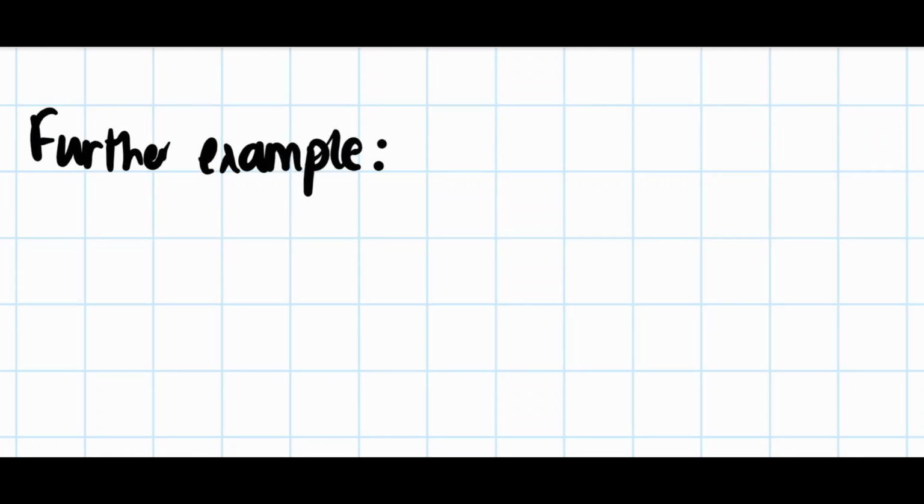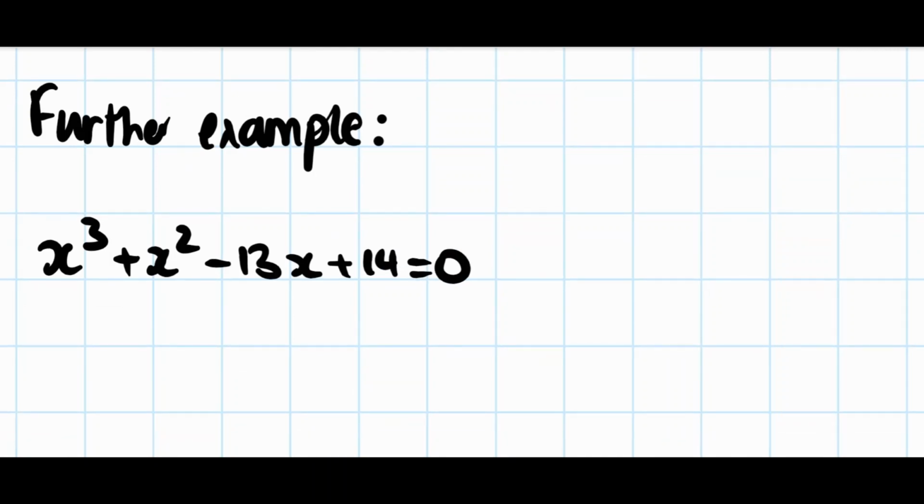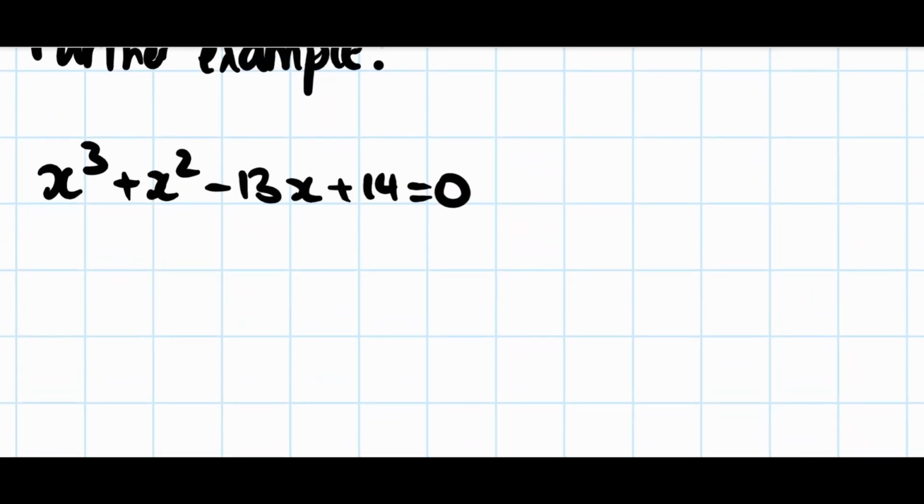So now we're going to move on to a further example, which is a bit harder than the previous one, but hopefully this is all to help you out. So we're going to have a function here again. So x cubed plus x squared minus 13x plus 14 is equal to 0. And so we're going to have to find the solutions for this equation. And so here we're going to let that equal to f of x, just to call it a function in this case.